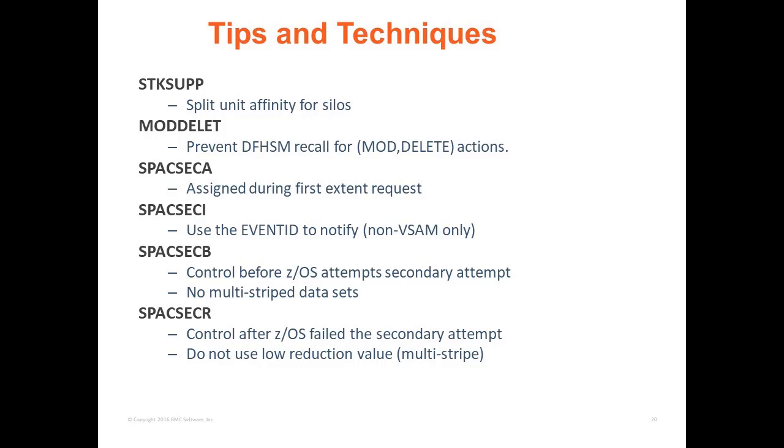SPACsec-A is assigned during the first extent request. Using event ID in SPACsec-I is useful for tracking secondary space increase if the increase is frequent, possibly a looping program. SPACsec-B gets control before z/OS attempts the secondary attempt and is not used for multi-striped datasets. SPACsec-R gets control after z/OS has failed the secondary extent during an EOV call. It's recommended to not use a small decrement value here.